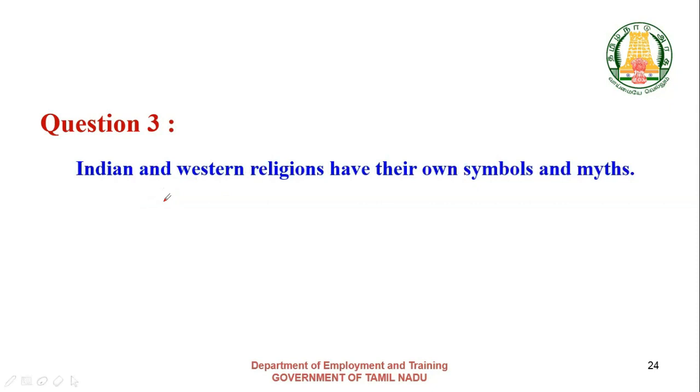Third question. Indian and Western religions have their own symbols and myths. Can you find the problem in the sentence? Indian and Western religions have their own symbols and myths.